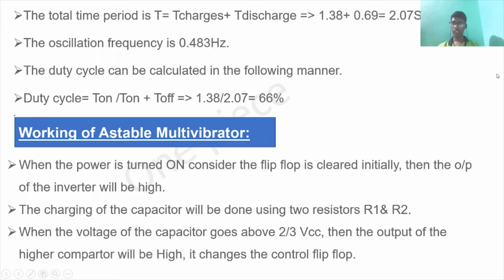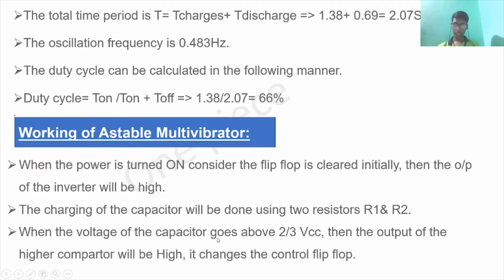Next, the working of an astable multivibrator. When the power is turned on, consider the flip-flop is initially cleared. Then the output of the inverter will be high. The charging of the capacitor will be done using two resistors, R1 and R2.